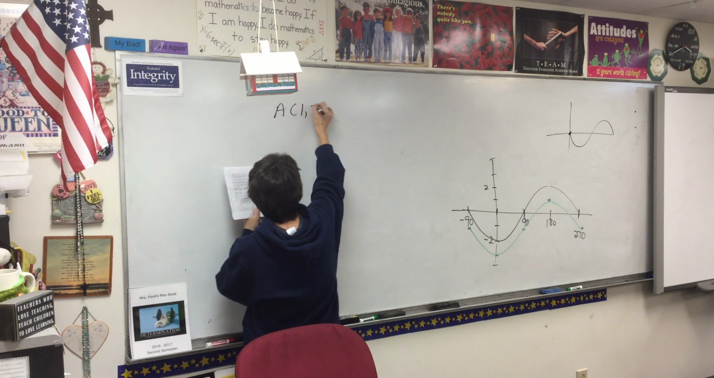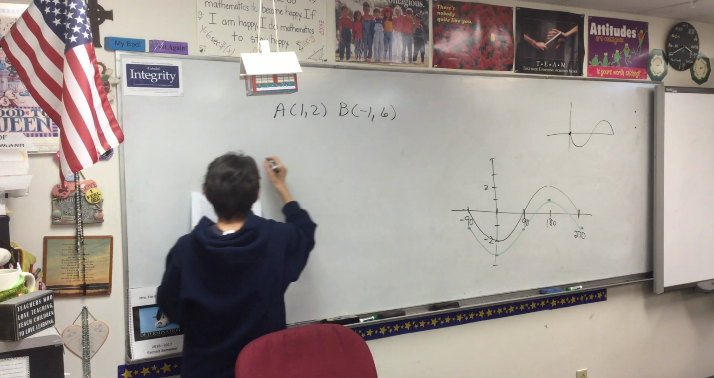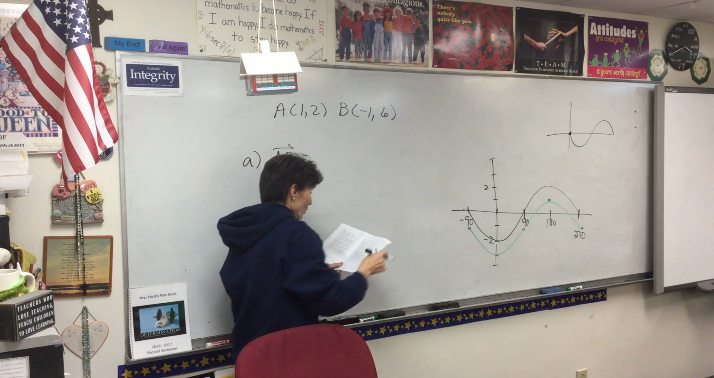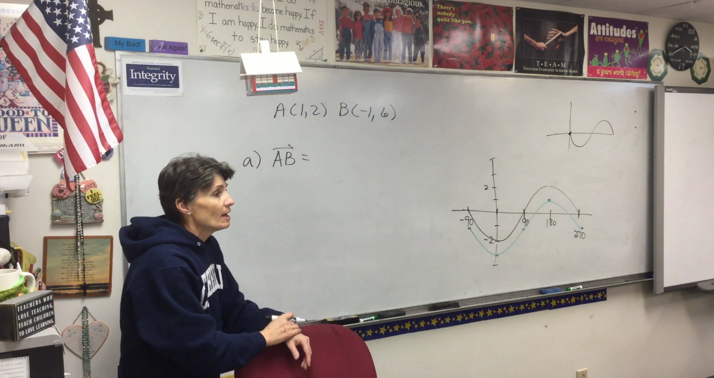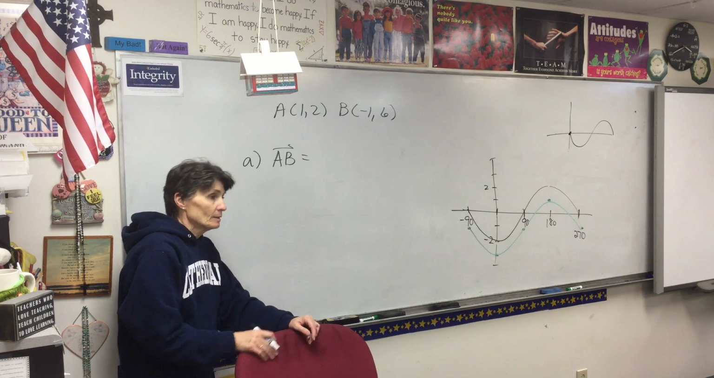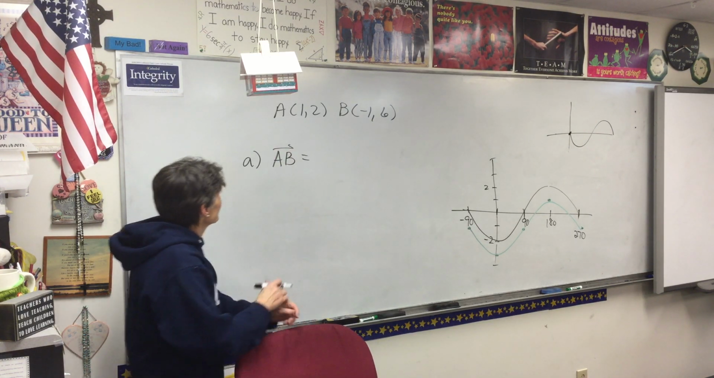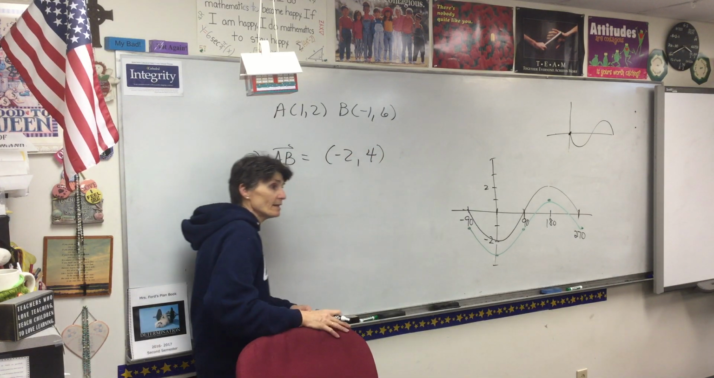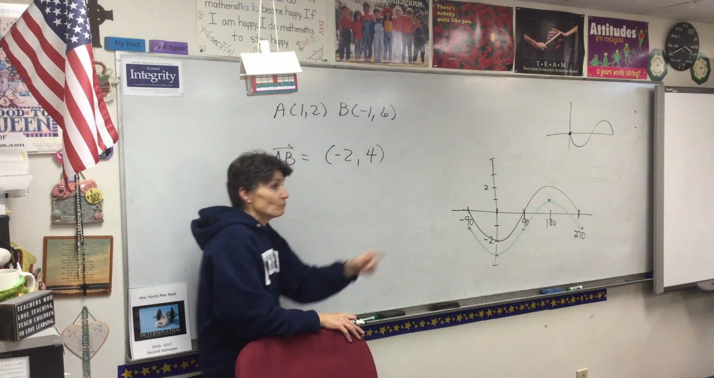Our points are 1, 2, and -1, 6. So the first question is, find the coordinates or the components, same thing, of AB. What are you doing here? Going from A to B. What is it? -2, 4. She's right, right? Going from here to here and here to here, -2, 4.